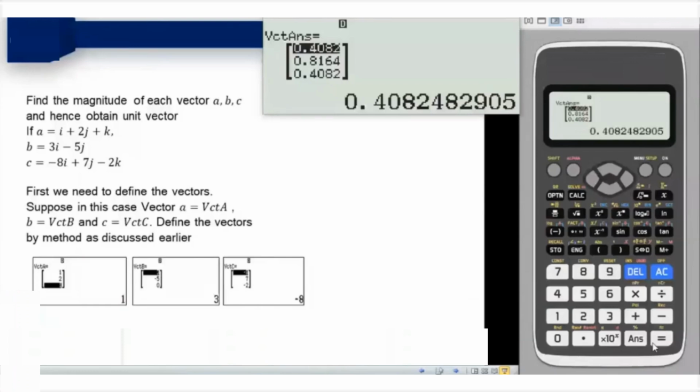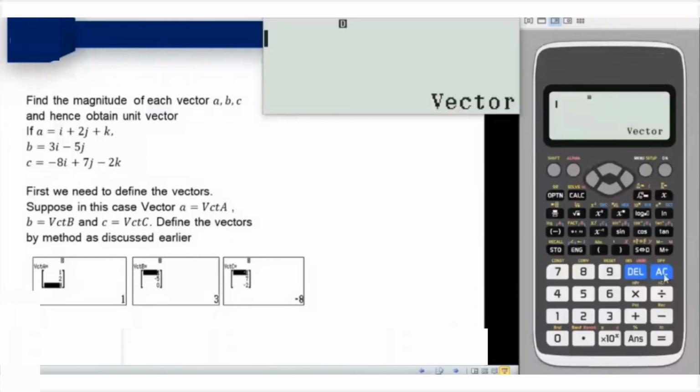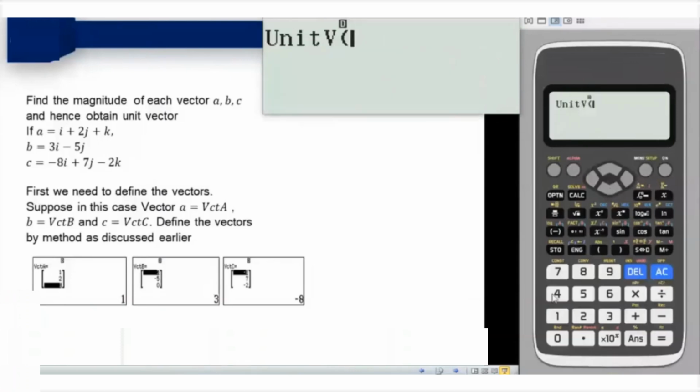Can you please find the unit vector of B and C yourself so that it's clarified to me that you have understood. I'll repeat the process. You need to press option, you need to scroll down, you need to press 4. Are you all with me? And you have to press option and whichever vector you want to find the unit vector of.